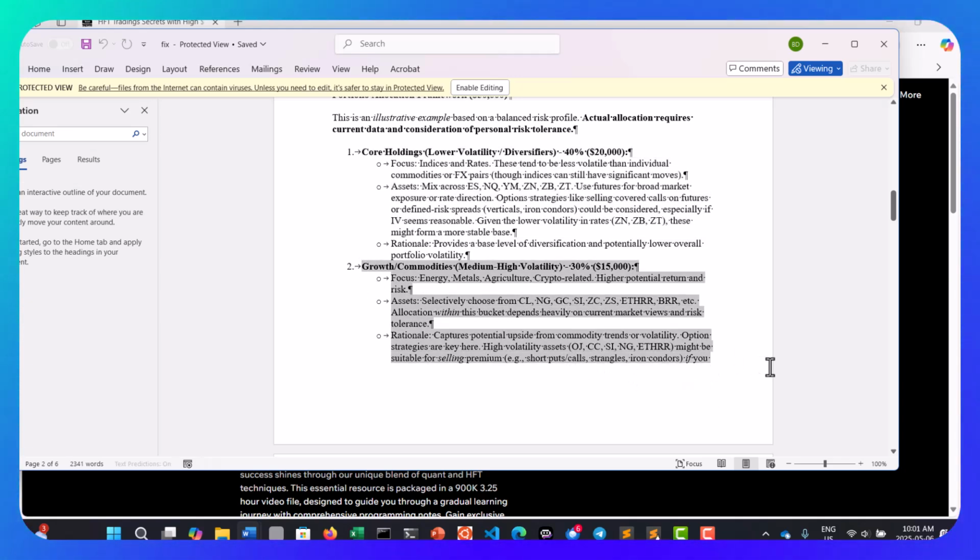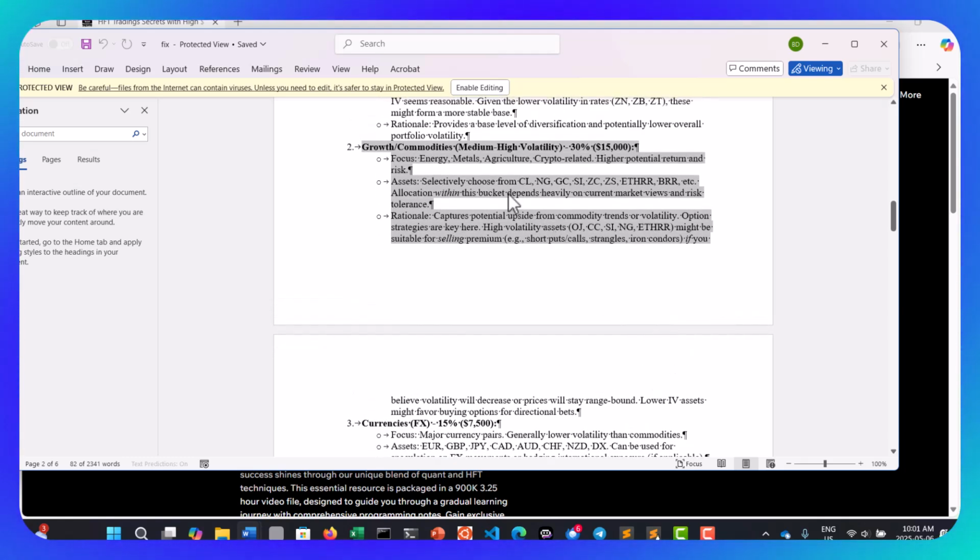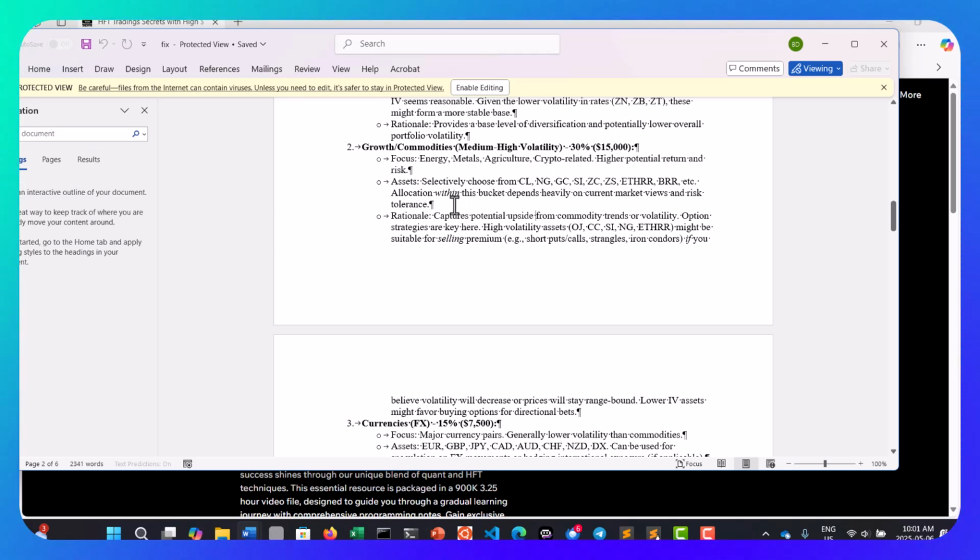So again, what I've said before, if you are less conservative in your 20s and 30s, you can be more aggressive. You can follow this advice. So you have metals, equity, agriculture, and some crypto related, and you can combine them, okay, where you have CL, natural gas, GC, silver, even some crypto, Ethereum and Bitcoin, allocate within the bucket depending heavily on the current market view and risk tolerance. So right there is your key, risk tolerance. So if you're in your 20s and 30s, you can be aggressive and take a chance.